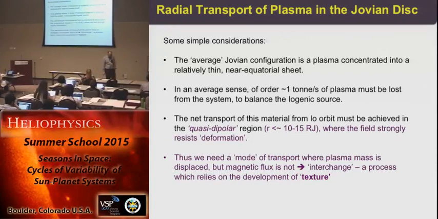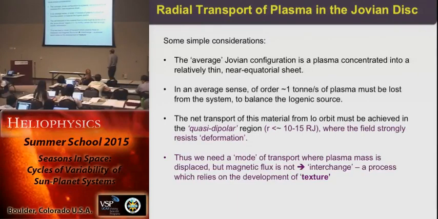Some things we can think about to guide our picture of what happens are as follows. We know that the average configuration, because of the strong rotation imposed by the planet on the magnetospheric flows, is a plasma concentrated into a relatively thin, near equatorial plasma sheet. So that's one important thing we know about the structure. In an average sense, something like a ton per second of plasma must be lost from the system to balance the incoming source from Io. So the transport process has to achieve this.